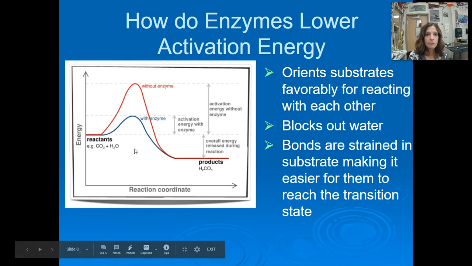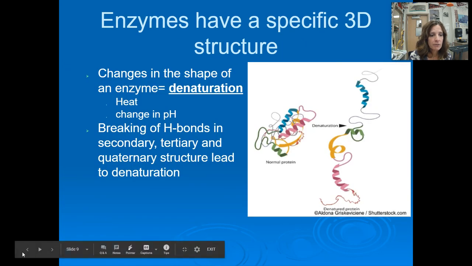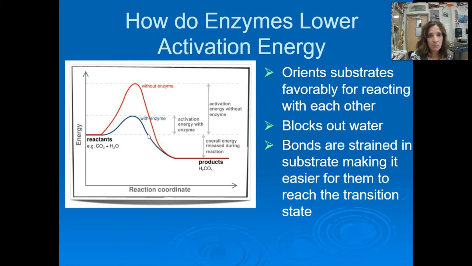So with an enzyme, if you notice here, the blue line is the activation energy required with an enzyme, and the red line is the activation energy required without an enzyme. So this is why enzymes speed up reactions, because with enzymes working in the reaction, you don't need as much energy. So I would jot this graph down for sure with all of the different arrows.